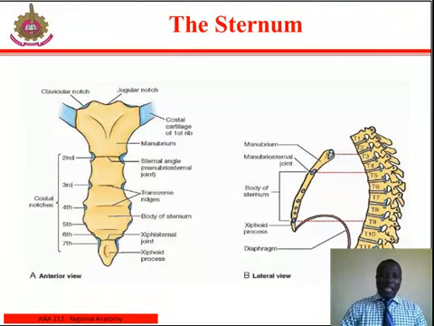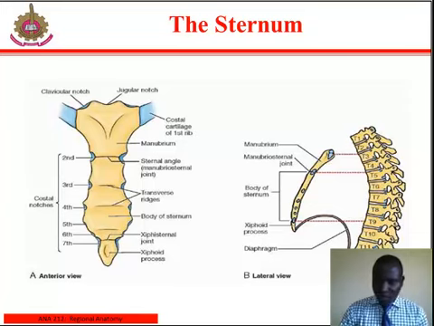The sternum. The sternum is the elongated bony structure that anchors the anterior thoracic cage, measuring about 15 centimeters, that is 6 inches, located in the medial line of the anterior thoracic wall.